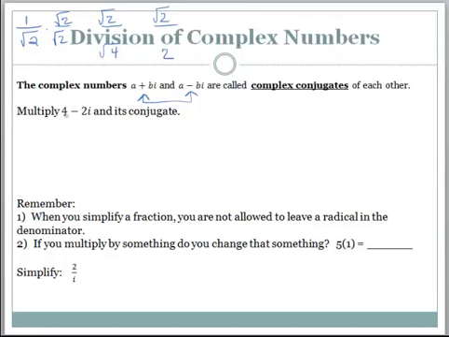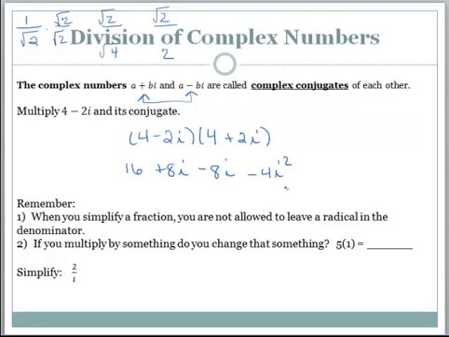Well, let's see. Multiply 4 minus 2i and its conjugate. So 4 minus 2i times 4 plus 2i. 4 times 4 is 16. 4 times 2i is 8i. Negative 2i times 4 is negative 8i. And negative 2i times 2i is negative 4i squared. What happens to these two middle terms? 8i minus 8i is 0.